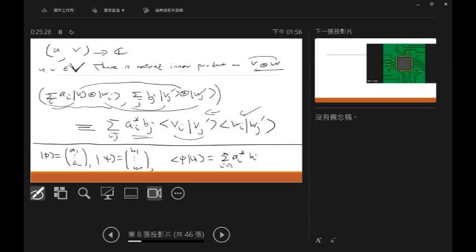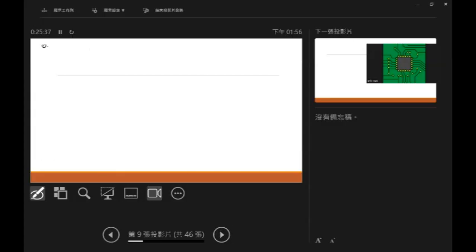Okay, so these are tensor products. Another thing I need to talk about is called outer products. So what are outer products? You can take, let's see.